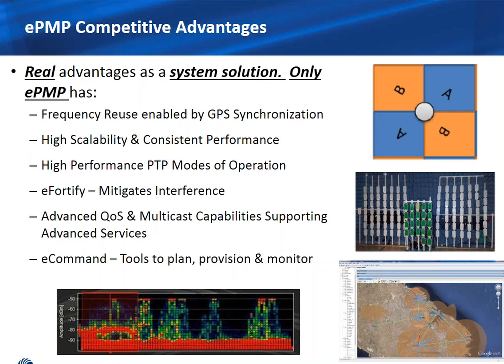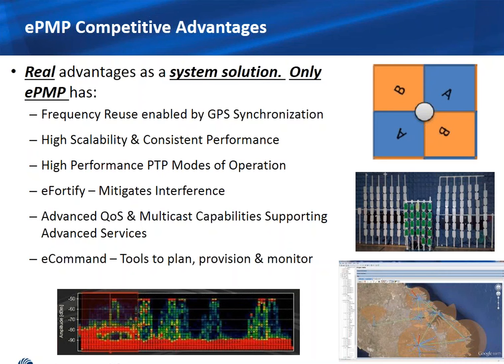The solution has very high scalability and consistent performance, and by scalability we mean you can build very large, dense networks. You can have access point configurations that support, in reality, up to 120 subscriber modules and still have very consistent performance. And while we designed ePMP to be a very high performance and highly scalable point-to-multipoint system, we also know that there's a lot of uses out there where you need a very cost-effective point-to-point link. And so we've designed some very high-performance point-to-point operating modes in the product. And we'll talk about those further in the presentation.